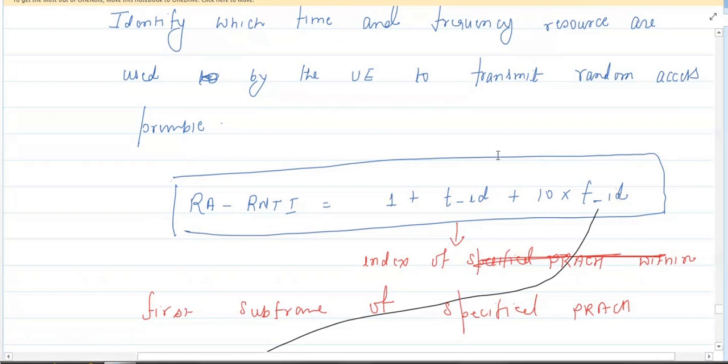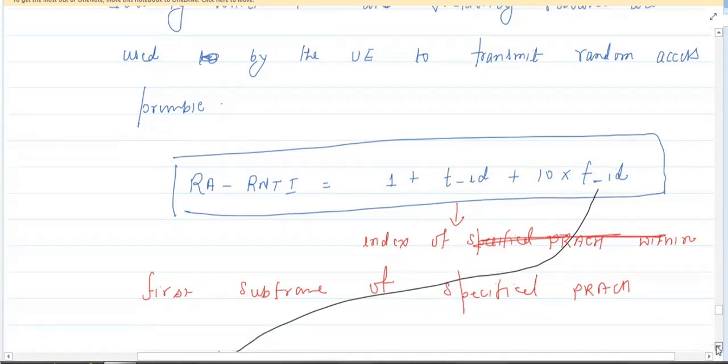So in FDD mode, the TID value, 0 to 9, this value is 0. So 10 into 0 means 0, plus 1 plus TID. So the range of the RA-RNTI in FDD mode will be 1 plus TID. Minimum TID is 0, so minimum is 1, maximum is 9, so 1 plus 9 is 10. So the range will be 1 to 10.